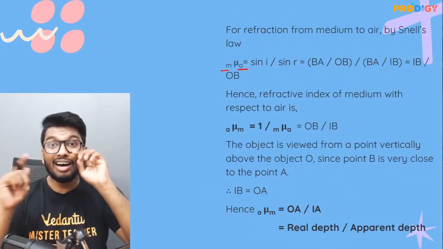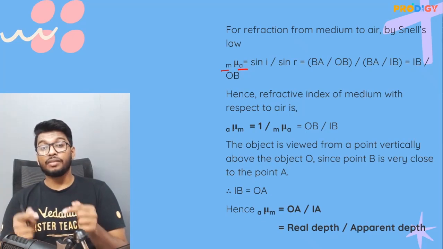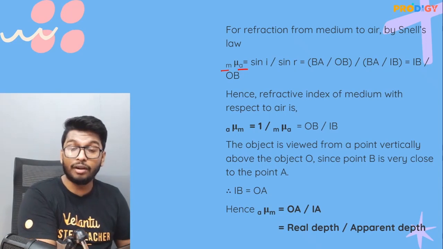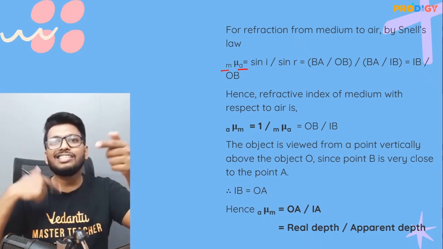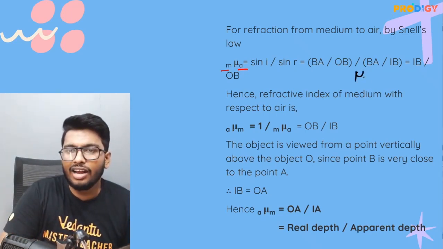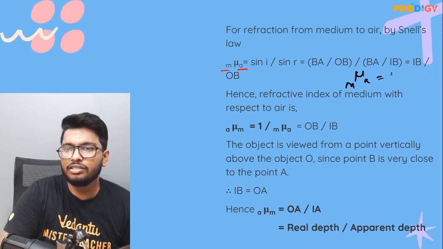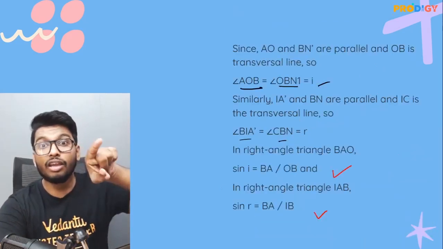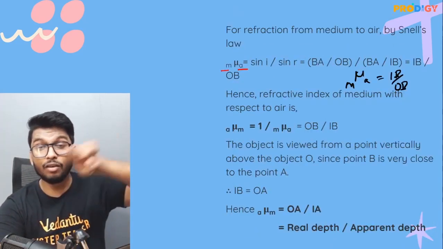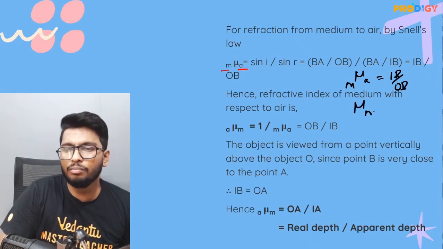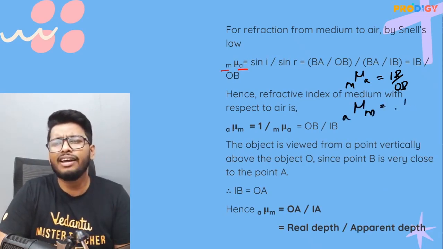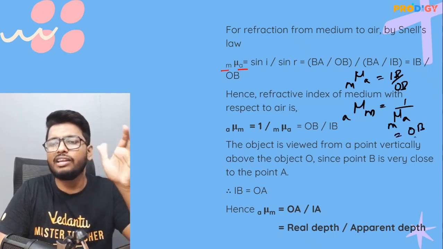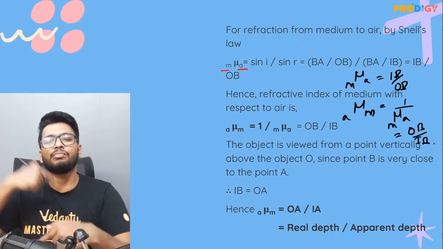Now, if I want to find out the refractive index of the medium with respect to air, what will I do? I'll find the reciprocal of that. See, the refractive index of air with respect to the medium is IB divided by OB. That's what we just got. So the refractive index of the medium with respect to air will be the reciprocal of that. It will be 1 by the refractive index of air with respect to the medium, which is nothing but OB divided by IB. In other words, it's nothing but the reciprocal of that.